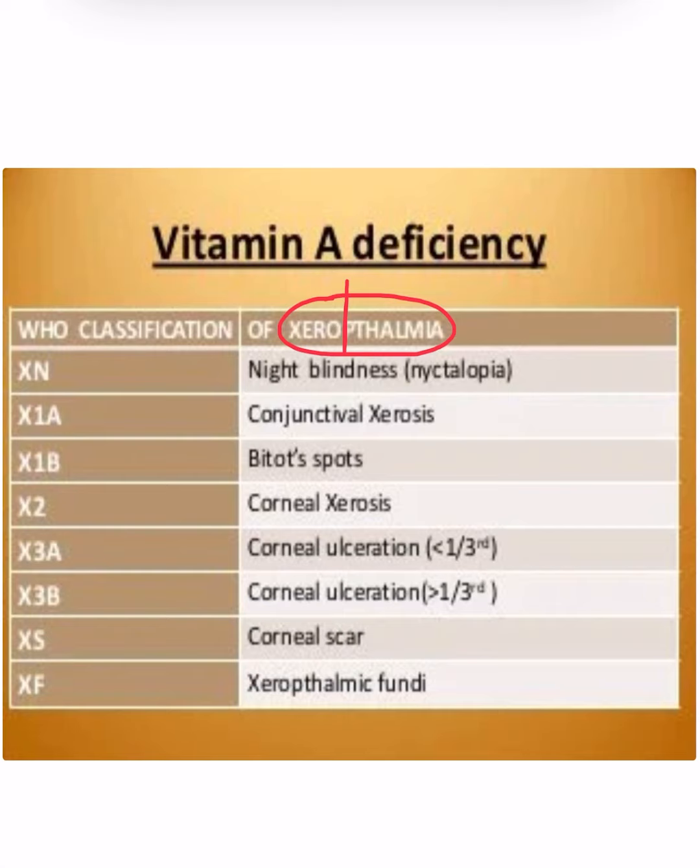And in the WHO classification, we have 8 classes, that is XN, X1A, X1B, X2, X3A, X3B, XS and XF. Up to 1A, it is due to the conjunctival changes, and the remaining 2, 3 and S are due to the corneal changes. First, starting is the XN, where the N stands for night blindness or nyctalopia.